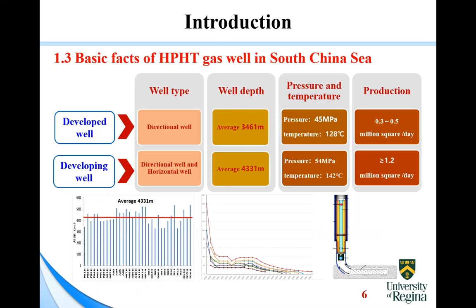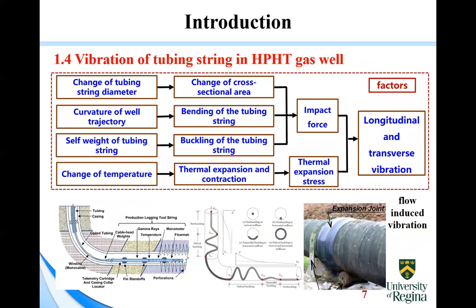And the average well depth is 4,331 meters, the pressure is more than 15.4 MPa, and the temperature is about 142 centigrade. Also, the production is more than 1.2 million cubic meters a day. So the wells in the South China Sea are typical HPHT and high-yield gas wells.